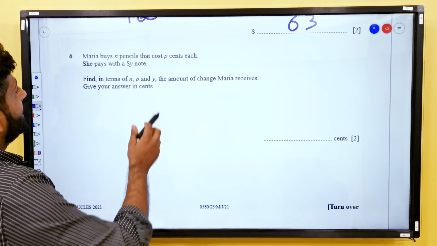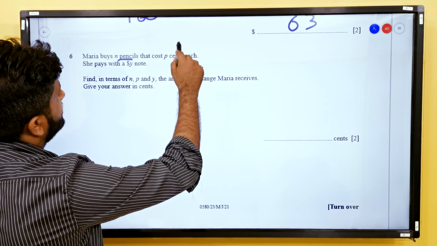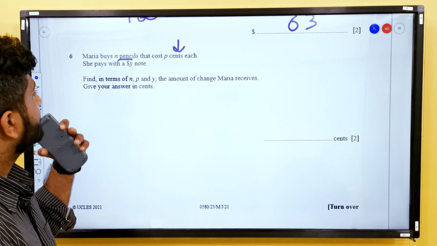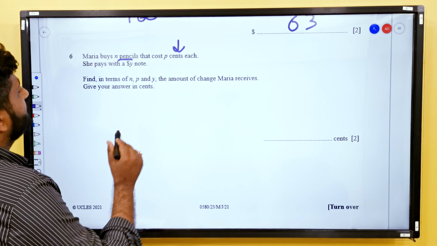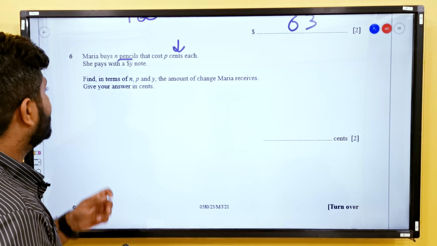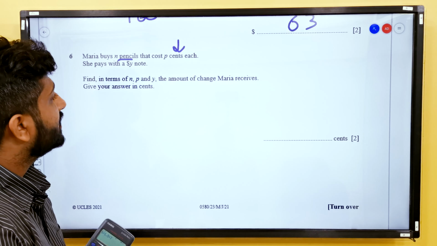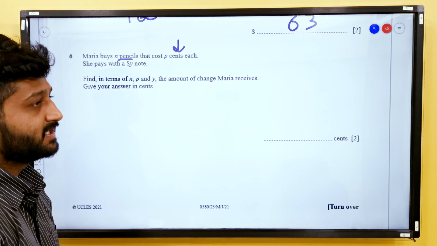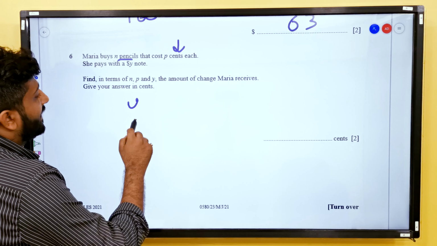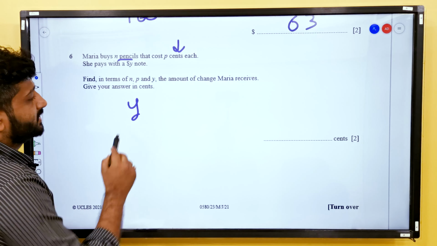Maria buys n pencils that cost p cents each. The cost of each pencil is p cents. She pays with a $5 note. Find in terms of n, p and y the amount of change Maria receives. She is paying y dollars, right? So the pencil is costing p cents each, and she is paying in dollars. So first we are supposed to convert these dollars into cents. $1 is 100 cents. Therefore, y dollars will be 100y cents. Right? This is the amount she is paying.